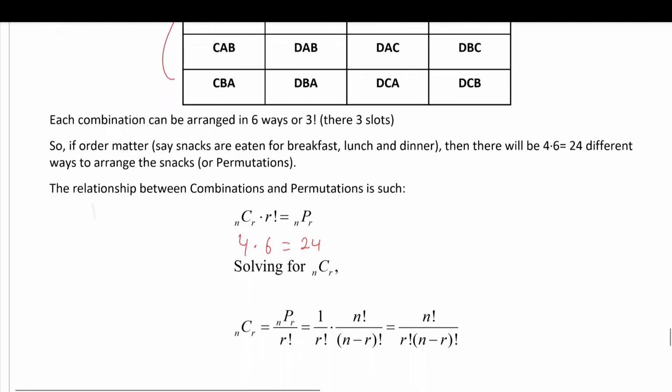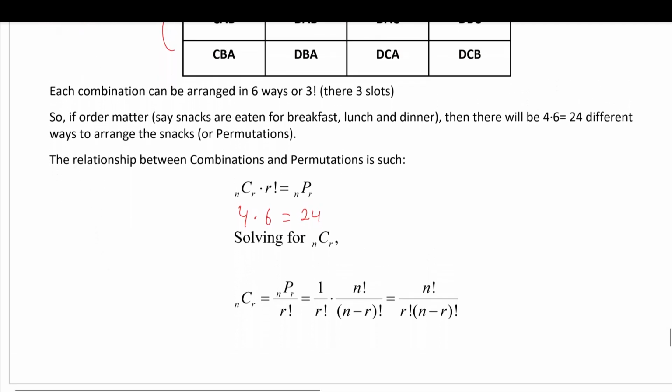Okay, and just to kind of give you an idea of how these 2 formulas are related, if you solve this for the combinations, just divide by r factorial. You get the number of permutations divided by r factorial, which is just that. Permutations is this formula. And then you can just multiply the numerators, multiply the denominators, and you get the formula for the combinations.